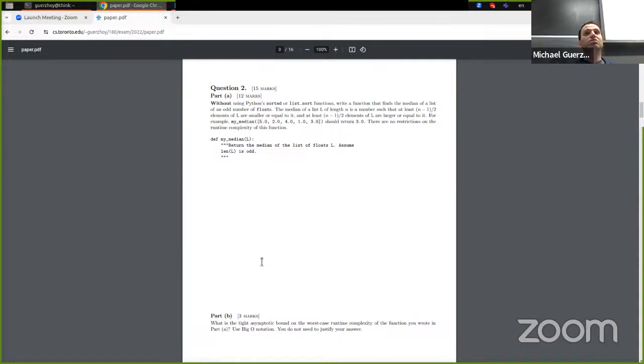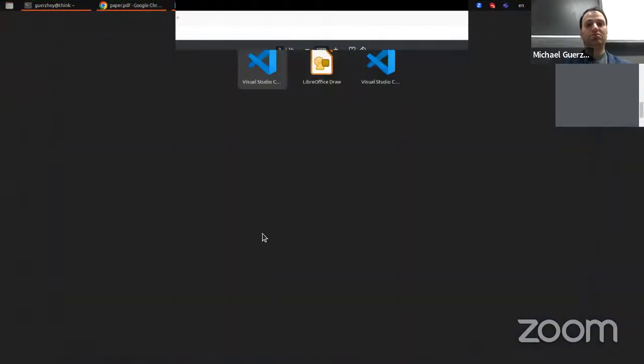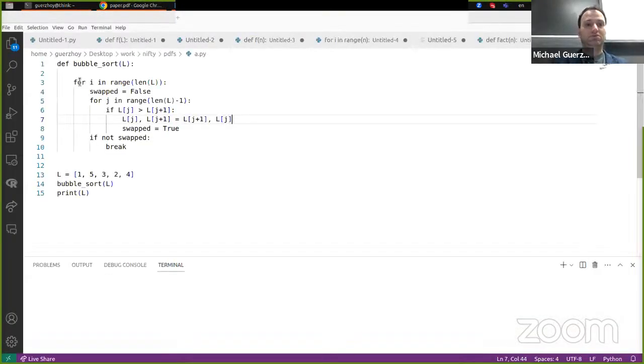Totally. You want a position where the count greater than is n over 2 and the count less than is n over 2 at the same time.